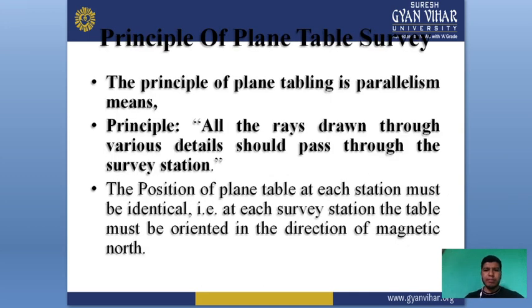The main principles of the plane table survey are: all the rays drawn through various details should pass through the survey station. The position of the plane table at each station must be identical. At every station, the table must be oriented in the direction of magnetic north. The equipment essentially needed for plane tabling is a plane table or drawing board which carries a drawing sheet and is mounted on the tripod stand, and an alidade which provides the line of sight.